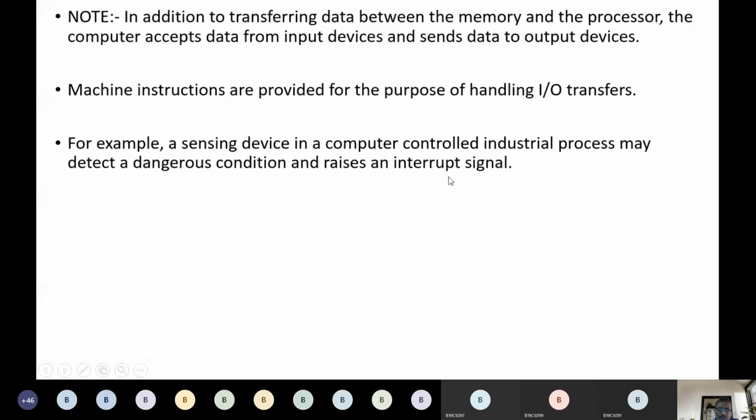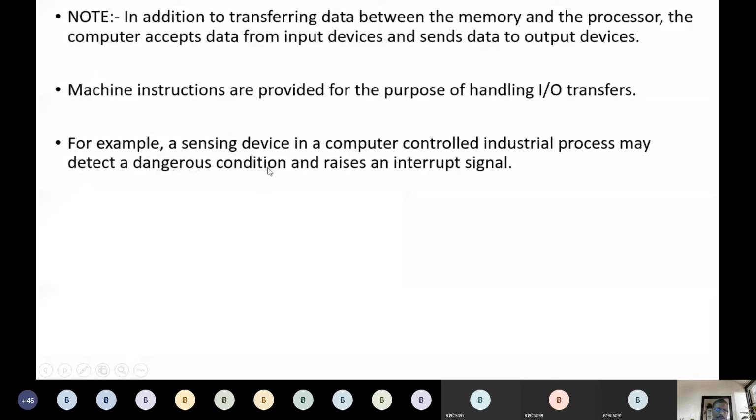Now the processor, by looking at this interrupt signal sent by the sensing device, will stop whatever processing it is doing, maybe executing the add.c instructions. It will stop executing its instructions and respond to this interrupt signal. The processor may ring a bell in the factory. The response may be ringing a bell so that all the people get alerted to the fire situation. Okay, so this is the situation.